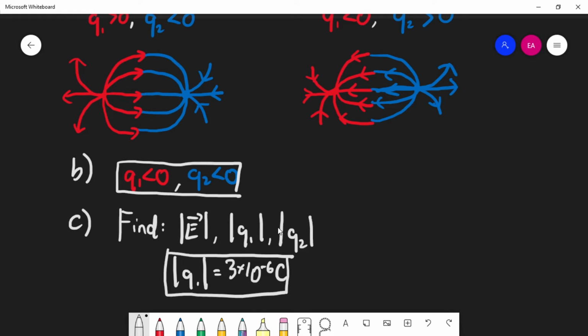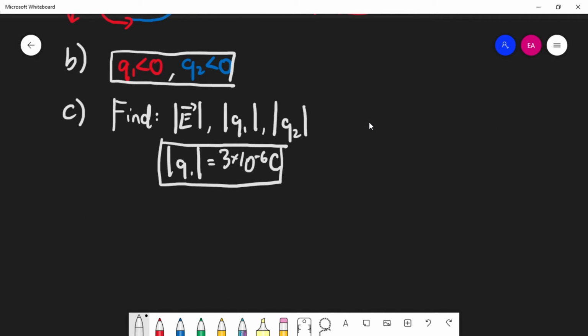But now we're just gonna look for the magnitude of E and Q2. How do we do that? Well, first, let's go over some trigonometry. Let's redraw the triangle. Just connect that right there. That's connected. This is a right angle.